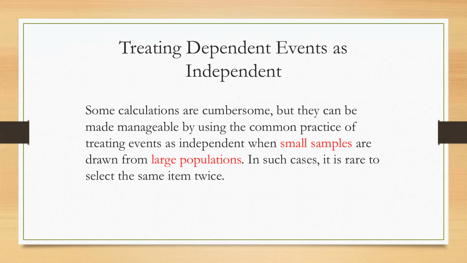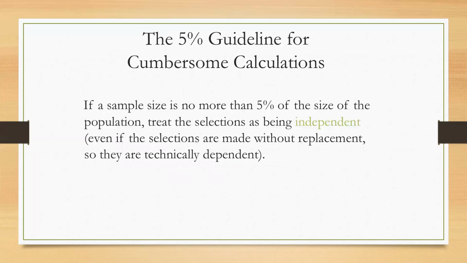Treating dependent events as independent. This is a really neat thing to think about. We call it the cumbersome calculation rule. Basically, if you're going to take a small sample from a large population, in other words, it's rare to select the same item twice, a lot of times we can use the 5% guideline for cumbersome calculations. The idea is that we can treat dependent events as independent. Pretty amazing. It allows us to do a lot of testing and assumptions about probabilities. You'll see here in a little bit.